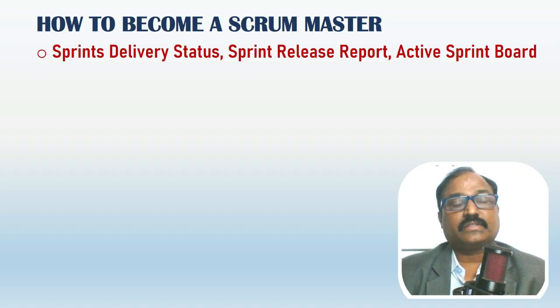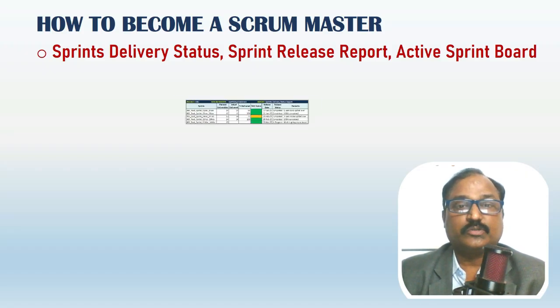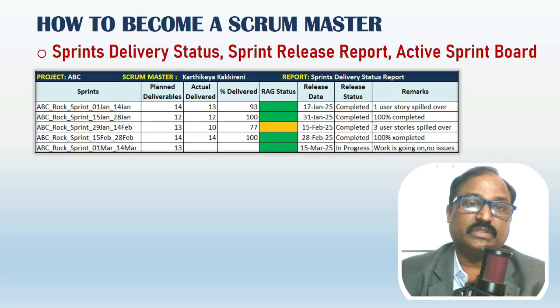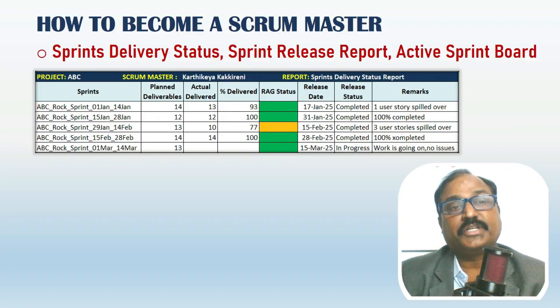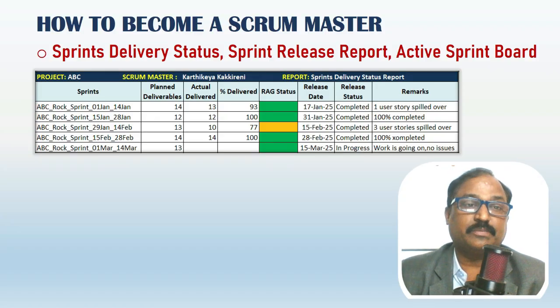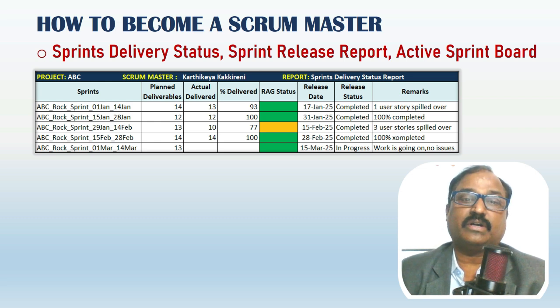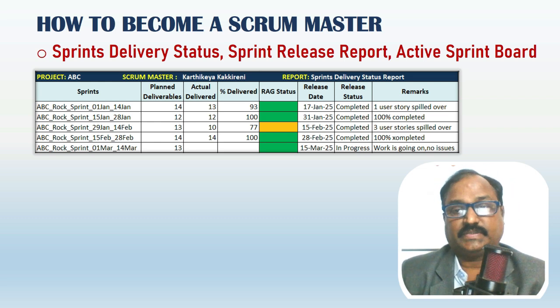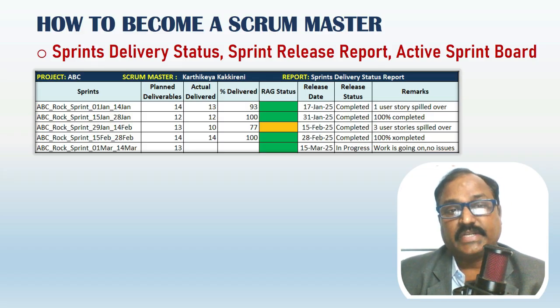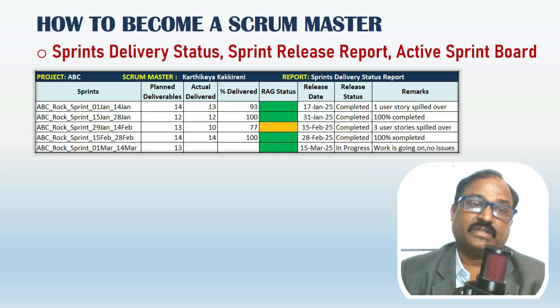Sprints delivery status, sprint release report, active sprint board. Sprints delivery status report. This report shows the status of the completed sprints and the current sprint of a particular Scrum Master. It helps the management to understand how many are planned deliverables versus how many are actually delivered. Percentage delivered of each sprint by the Scrum Master, and it also shows when was the release date, release status of the sprint, and the remarks.